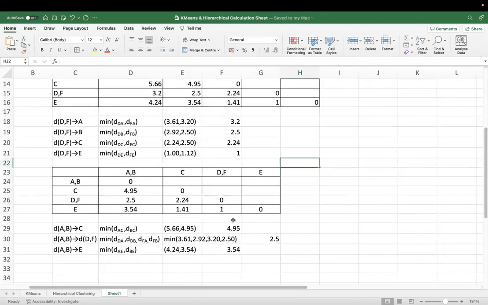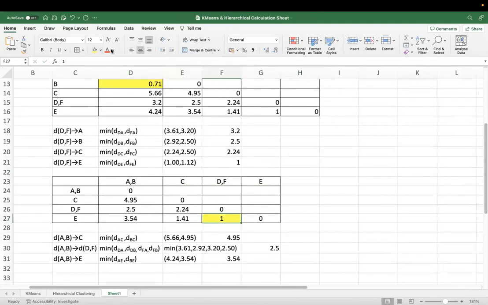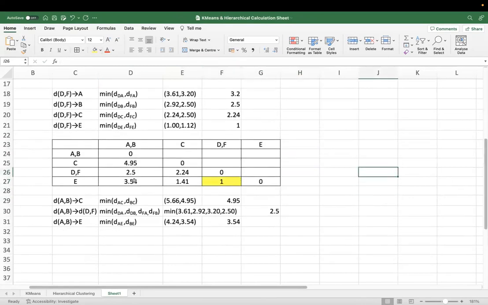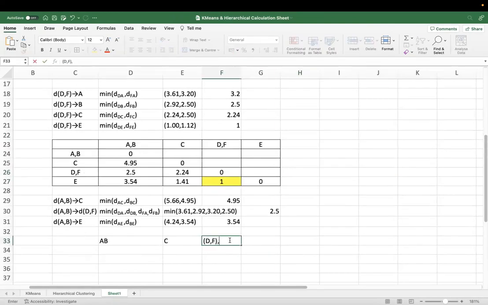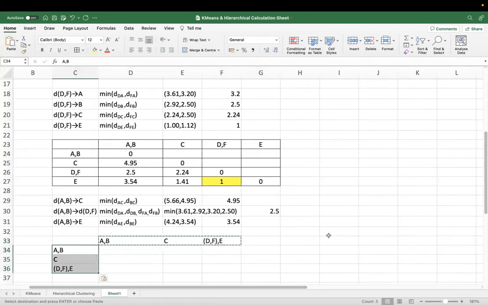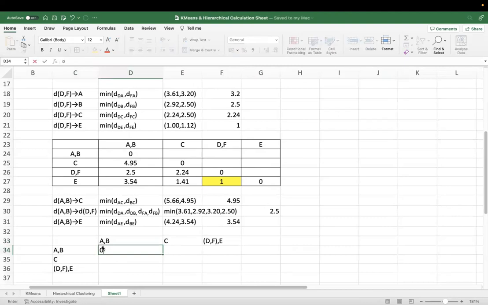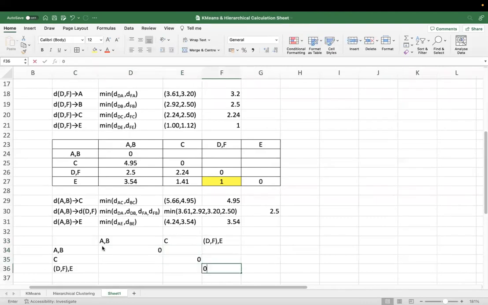Now what is the lowest? The lowest value is 1. That means we will be merging DF with E. DF is one cluster merged with E. This is A comma B. So same thing, copy and transpose. Okay, this is 0, this is 0, this is 0.